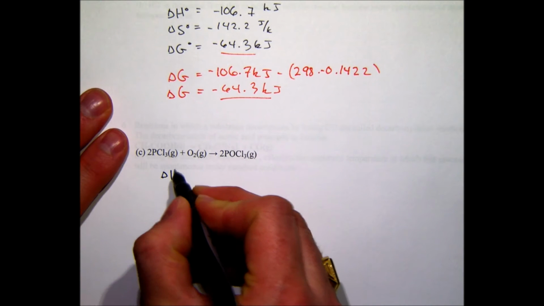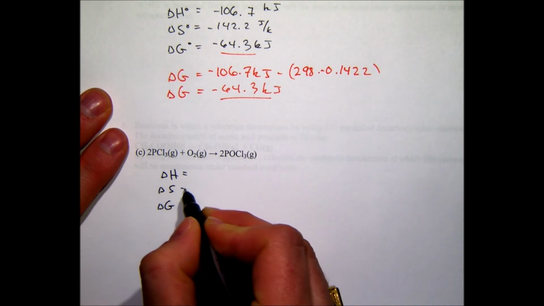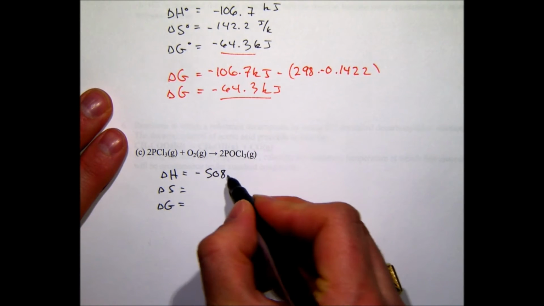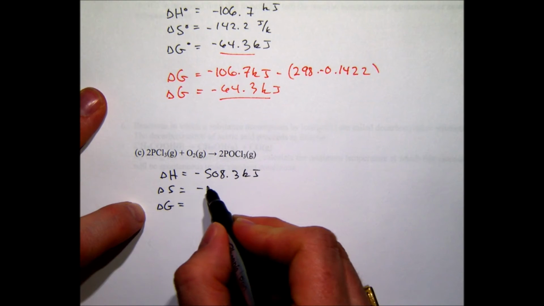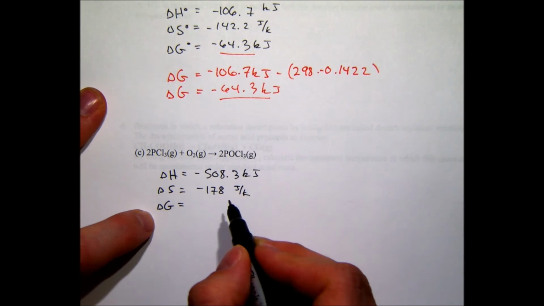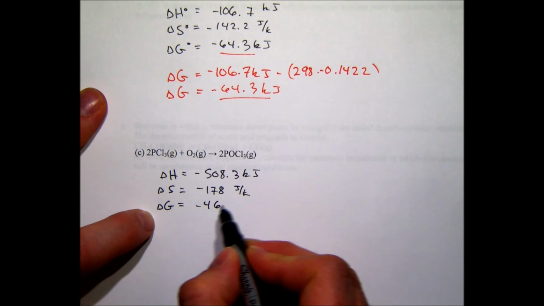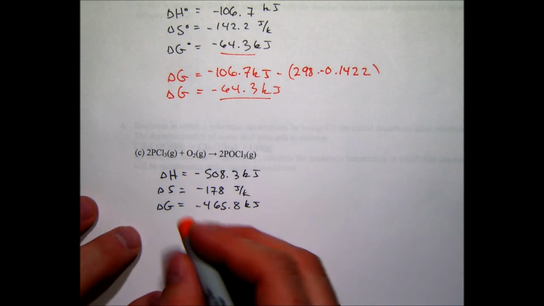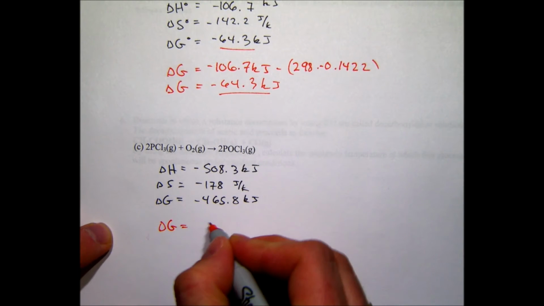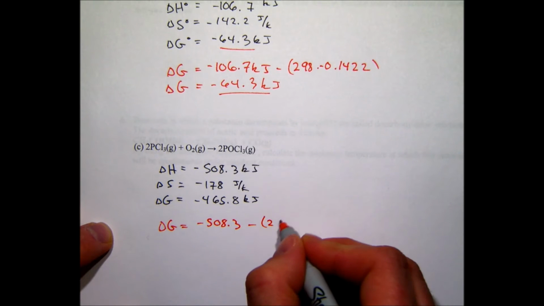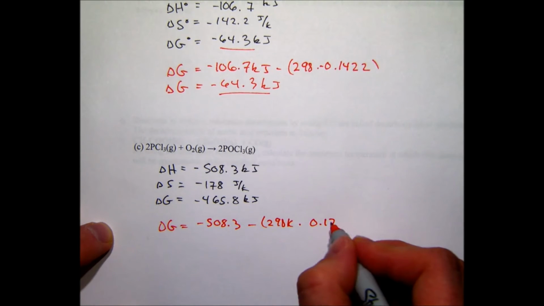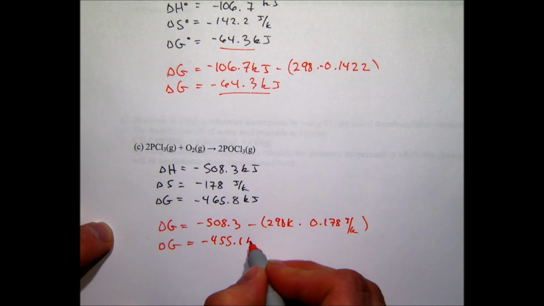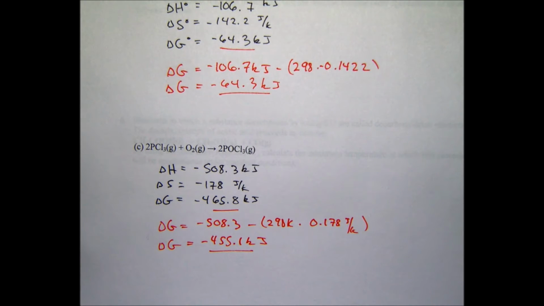For part C, delta H, delta S, and delta G. And when you apply Hess's law using Appendix C, you get delta H is negative 508.3 kilojoules, delta S is negative 178 joules per Kelvin, and delta G is negative 465.8 kilojoules. So again, that's Hess's law. When you solve it with delta G equals negative 508.3 minus 298 times negative 0.178 kilojoules per Kelvin, delta G is equal to negative 455.1 kilojoules, which is a little bit different, but pretty close.